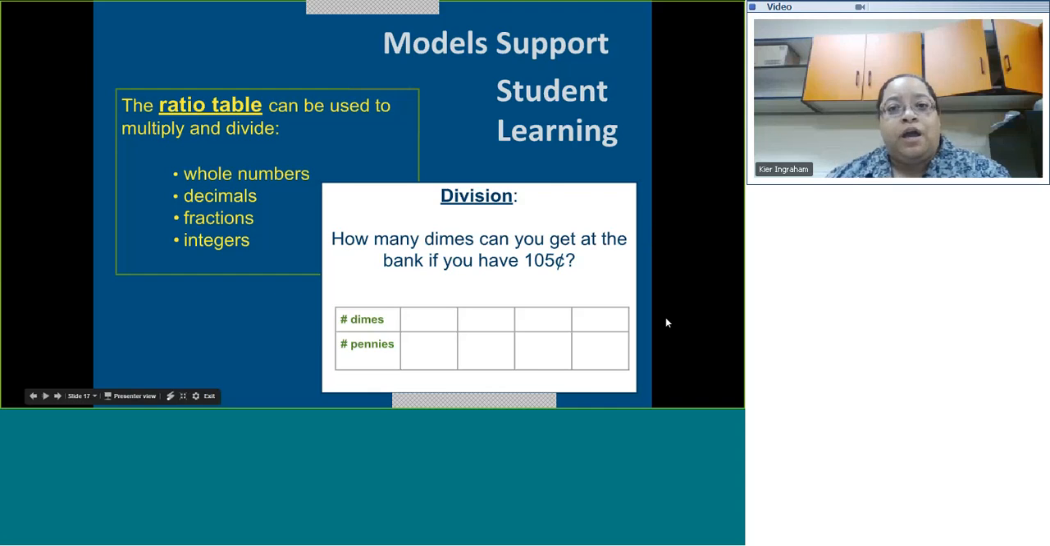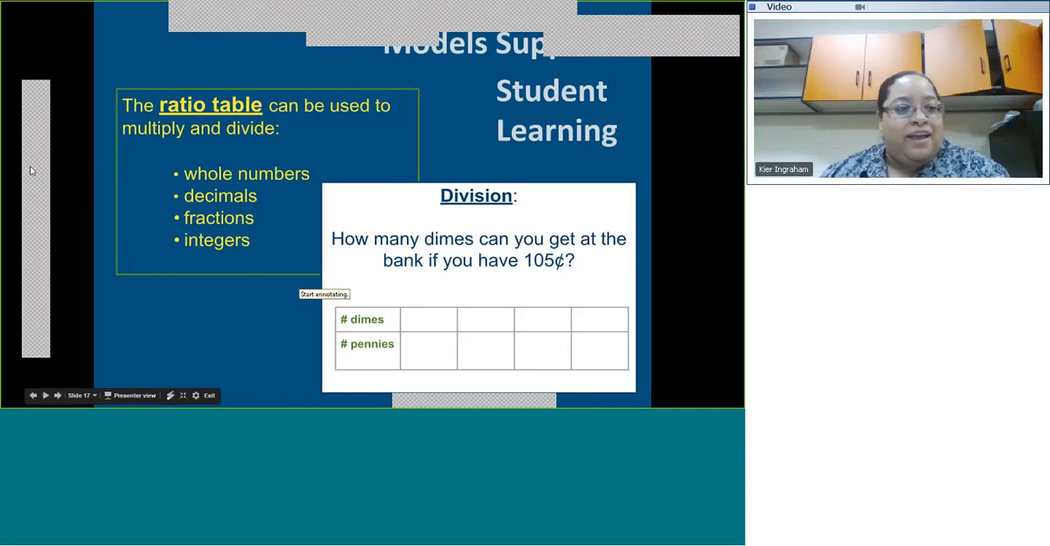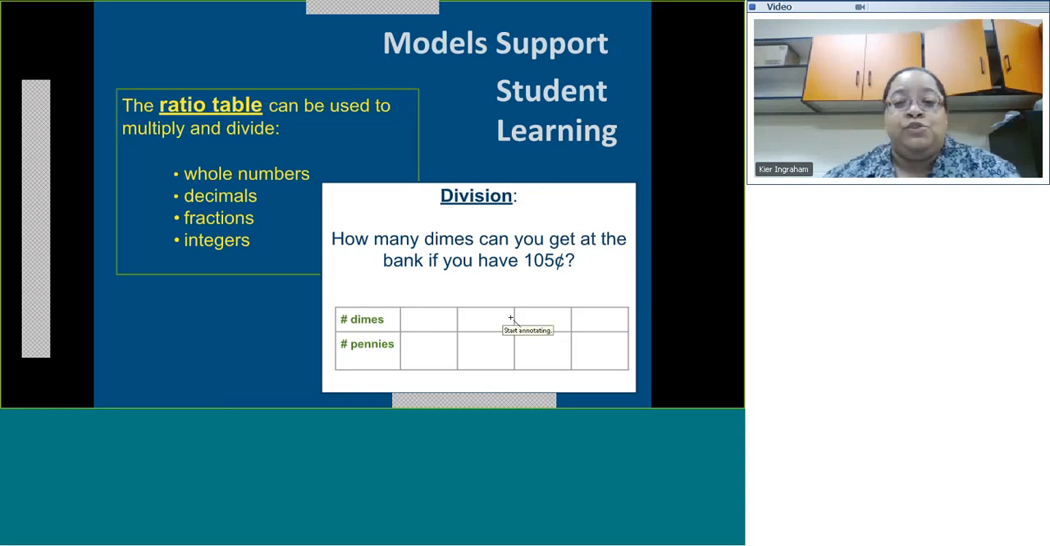So for division, we have: how many dimes can you get at the bank if you have 105 cents? I did play with this a little bit. Now a lot of the students will put this in a very nice order, which is great, but I went through and was playing with this like I would as an adult, and as I've seen a few students do. So first things first, they have to know how much a dime is, where the pennies are coming from, and recognize that this is 105 cents, a dime being 10 cents.